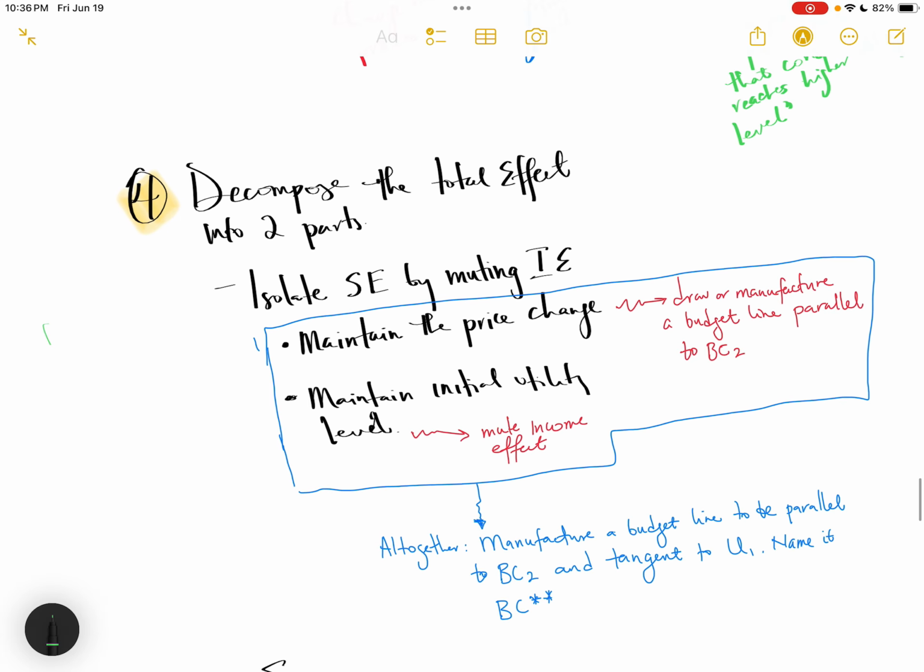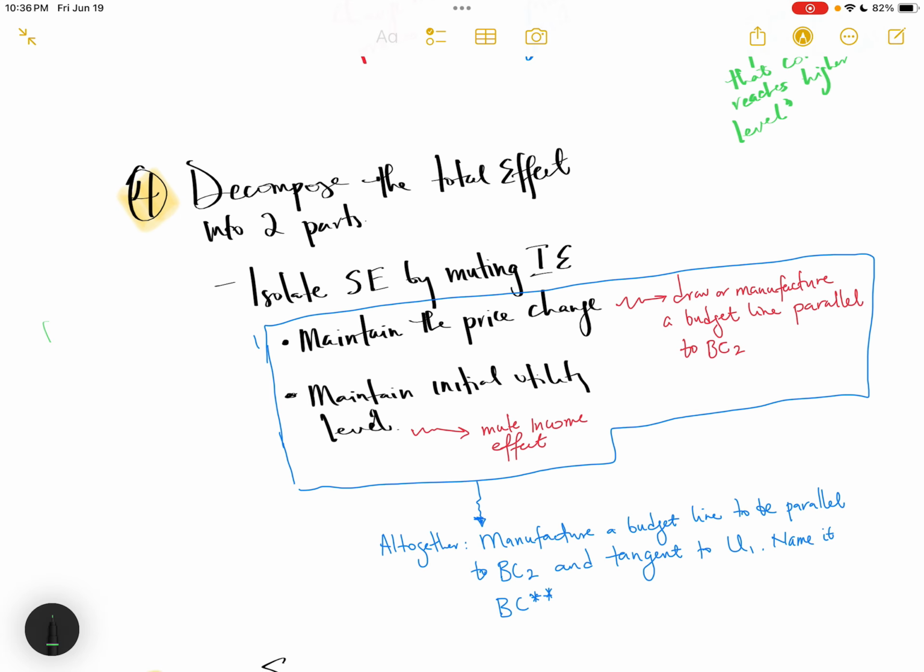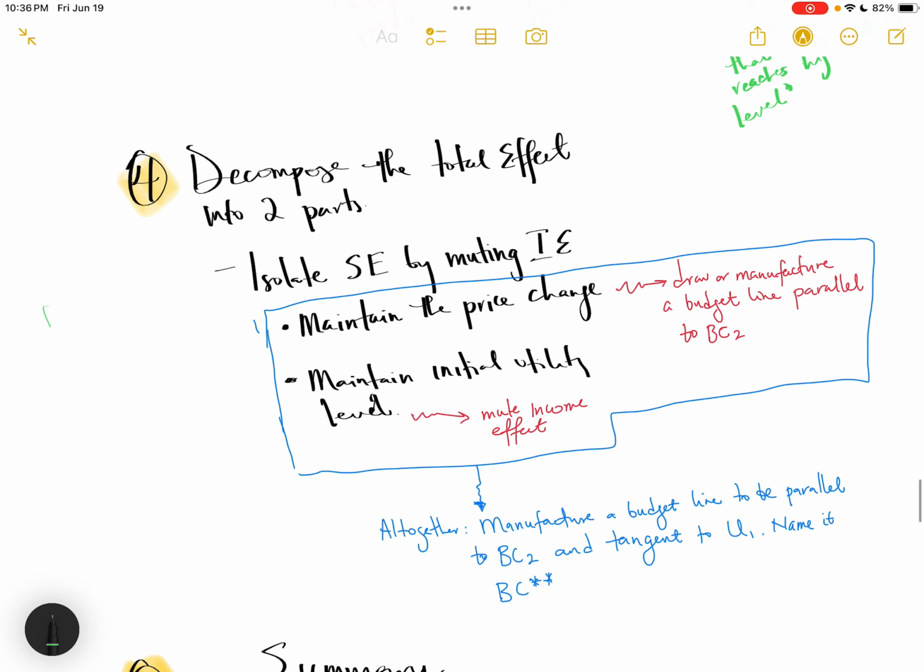And so in item 4, we are going to decompose the total effect on the graph. What does that entail, decomposing the total effect? Into how many parts will we decompose the total effect? Into 2 parts, the substitution effect part and the income effect part. We will do all of this on the graph. So, how do we do that?